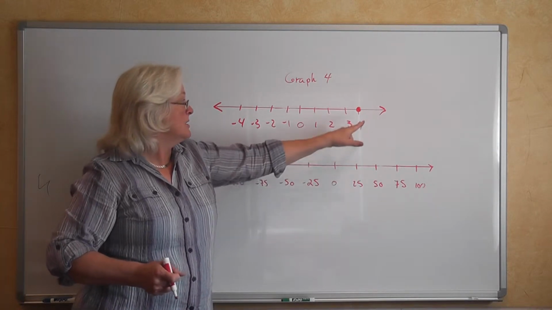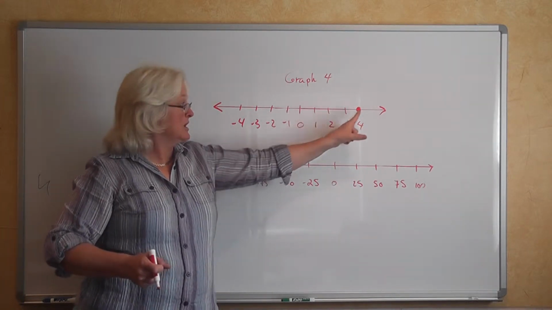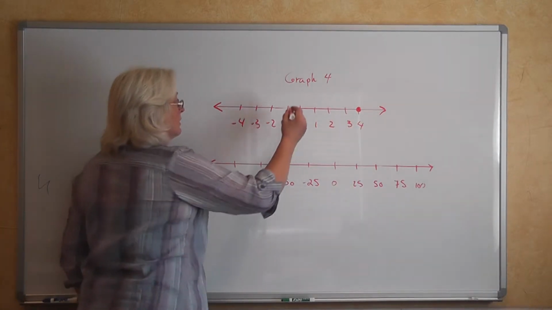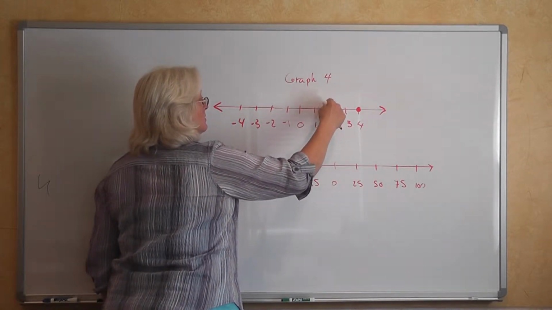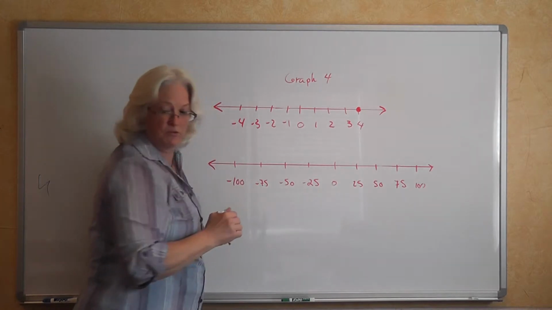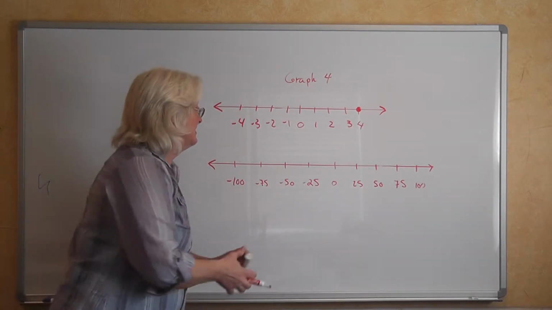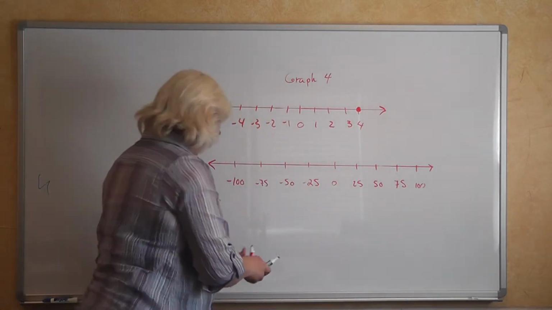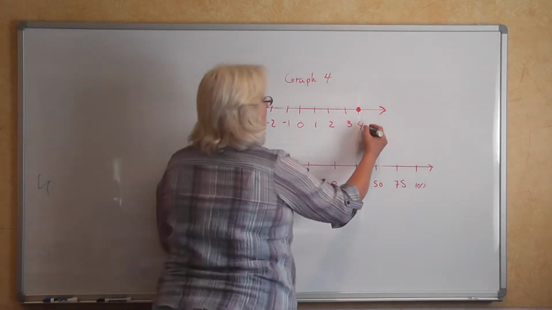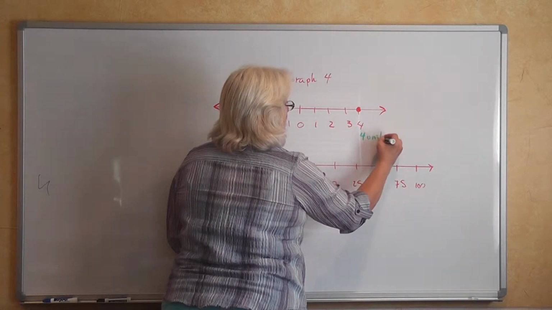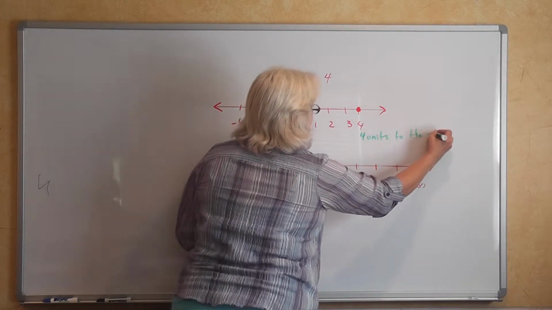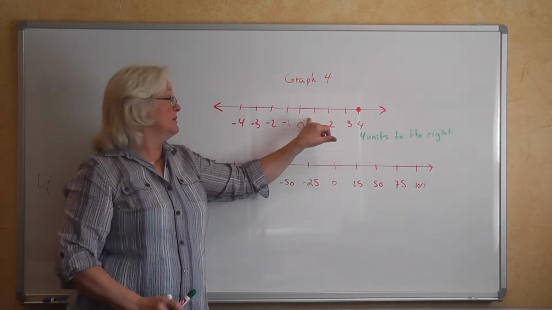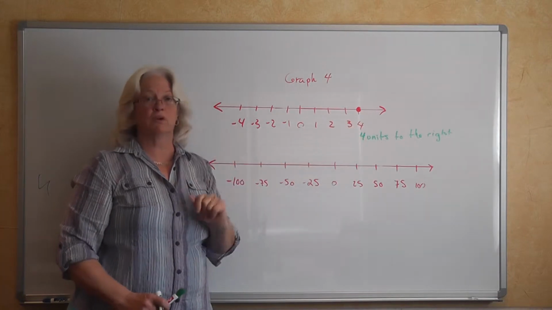If we look at 0, how far is the graph of 4 on the number line from 0? Remember, each from 0 to 1 is 1 unit. So we have 1 unit, 2, 3, 4. So 4 is 4 units to the right of 0 on the number line. 4 units to the right. Here we have 0, 1 unit to 1, 2, 3, 4 units to the right.